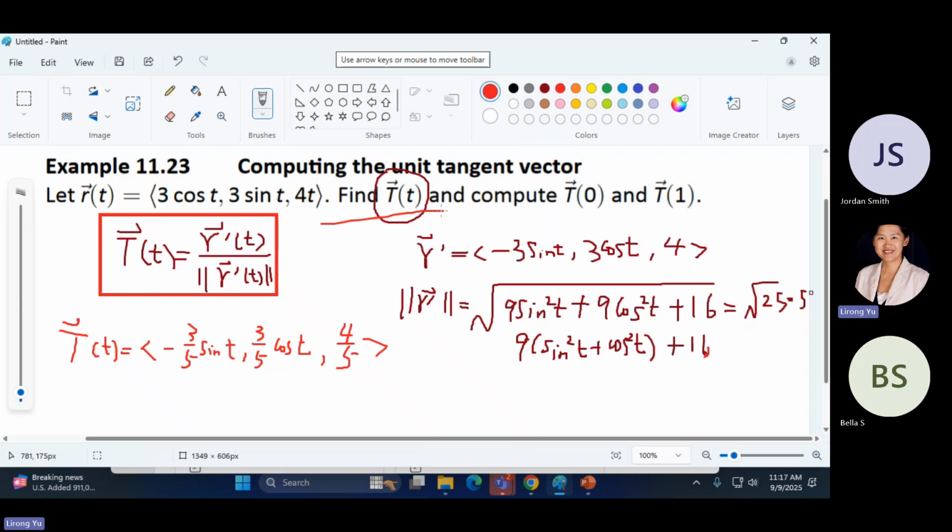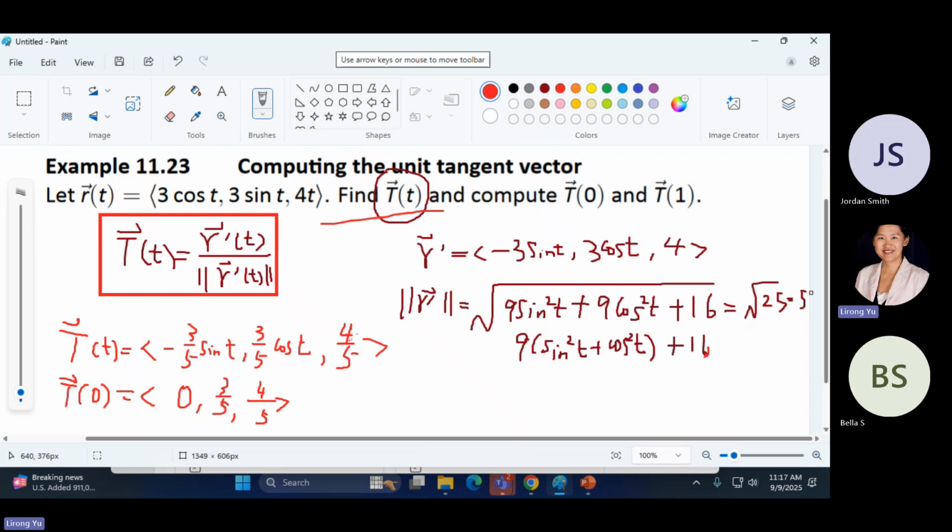Then we were supposed to calculate the tangent vector's value at 0 and at 1. If you make t equal to 0, it's the T vector at 0. With t equal to 0, sine 0 is 0, so that's 0. And cosine 0 equals 1, so that's 3/5. And that's 4/5. So you can see the magnitude of the tangent vector at t equals 0 is 1.